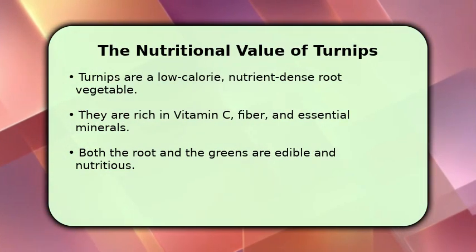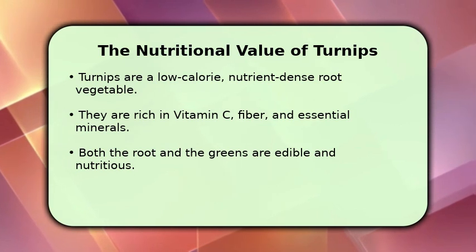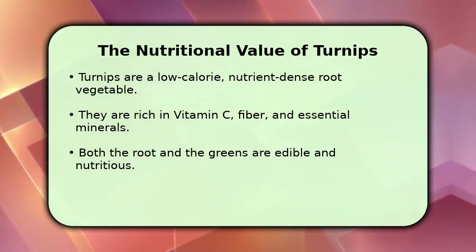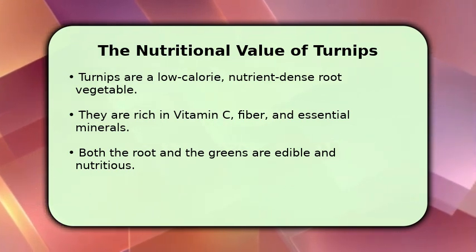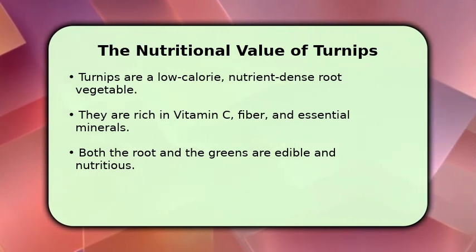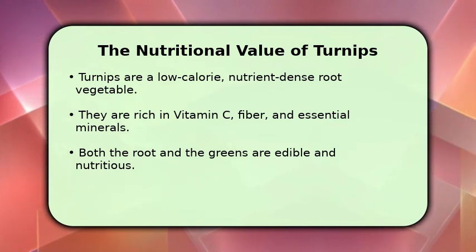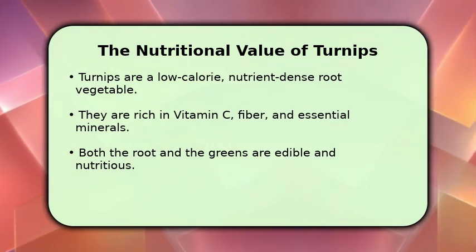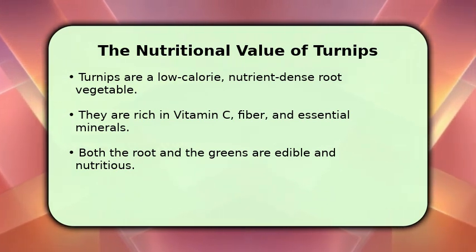Now, let's turn our attention to the turnip. This versatile root vegetable is a powerhouse of nutrition, offering a significant amount of vitamin C, dietary fiber, and various minerals. With only about 22 to 28 calories per 100 grams, it's a healthy addition to any diet. Both the crisp white root and the leafy green tops are edible, providing different textures and flavors for culinary uses.